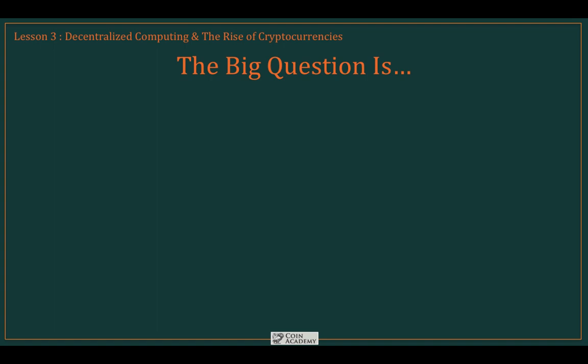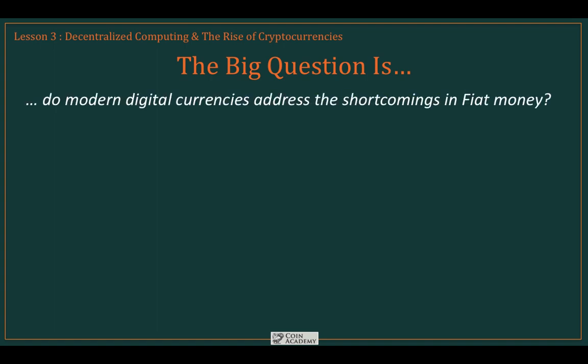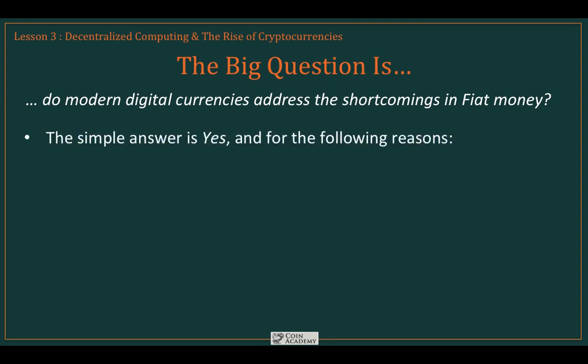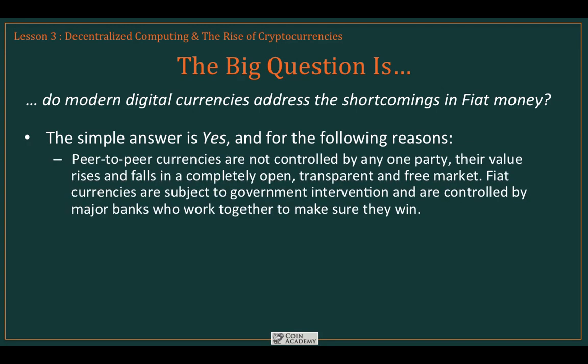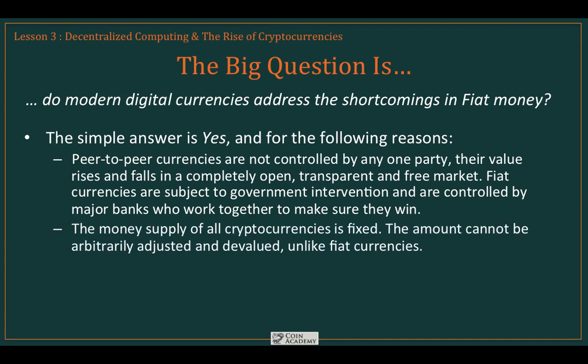Big question is, do modern digital currencies address the shortcomings in fiat money? Well, we think that they do. And the simple answer is yes for the following reasons. First, peer-to-peer currencies are not controlled by any one party. Their value rises and falls in a completely open, transparent, and free market. Fiat currencies, in contrast, are subject to government intervention and they're controlled by major banks. Those major banks oftentimes work together to make sure that the banks win.